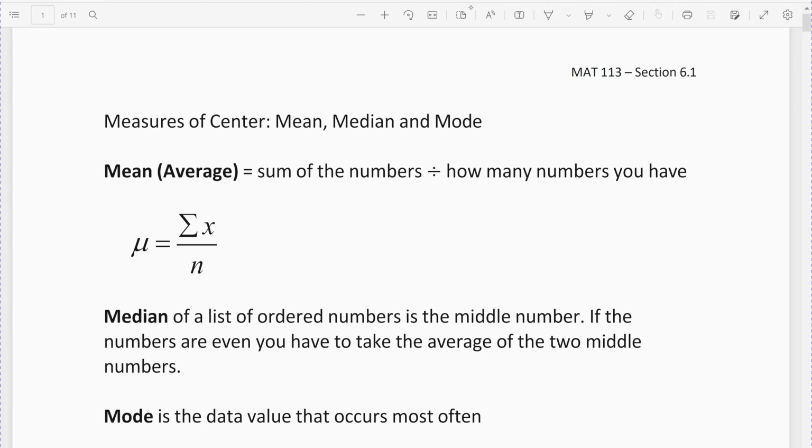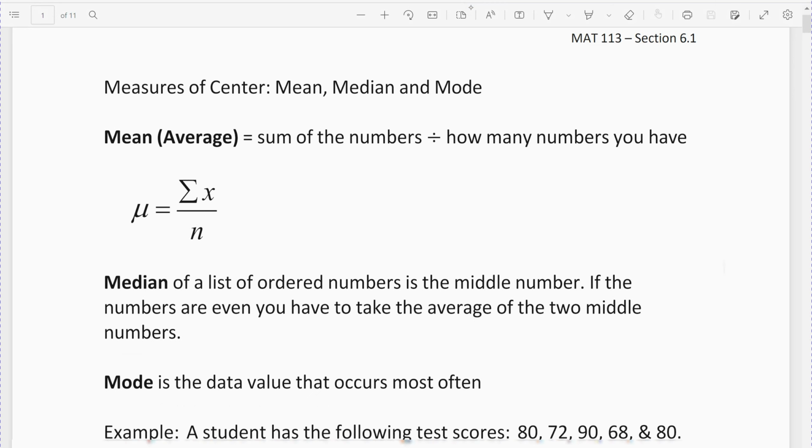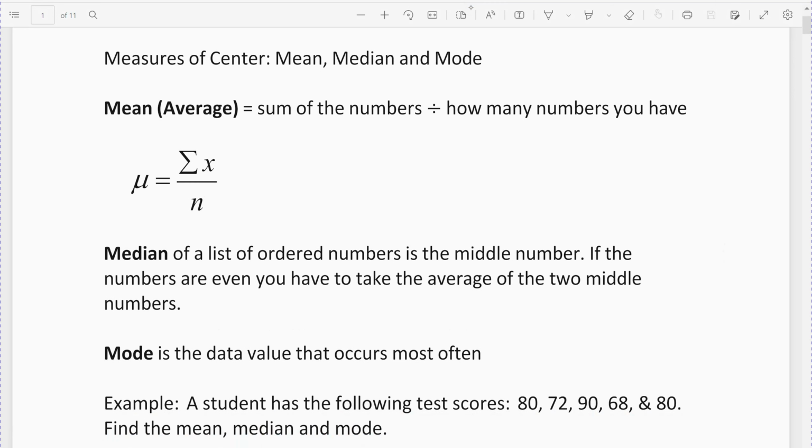Alright, so we're going to start Chapter 6, which is statistics. Chapter 6 is a little taste of statistics. So the very first thing that you usually learn in a statistics class is measures of central tendency, which are mean, median, and mode. Again, somewhere along the line, in your history of mathematics, you should have seen mean, median, and mode.